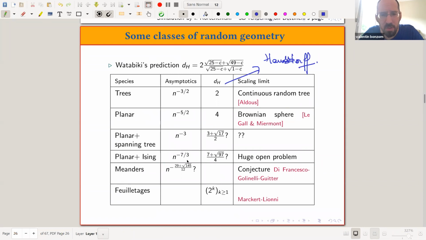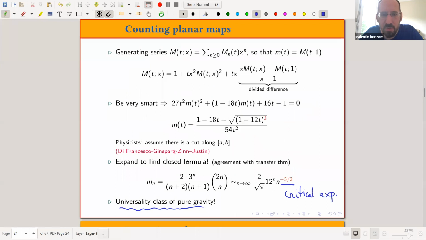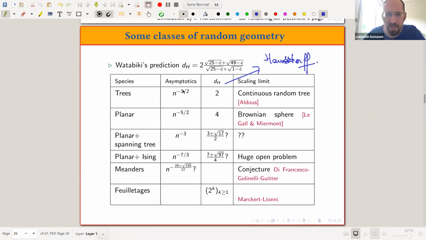Now, if you want a huge problem, you have solved this, so you might get confident, maybe, and try to decorate planar maps with the Ising model. And there is a conjecture: (7 plus square root of 97) over 4 as the Hausdorff dimension. Very difficult problem, as you can imagine.